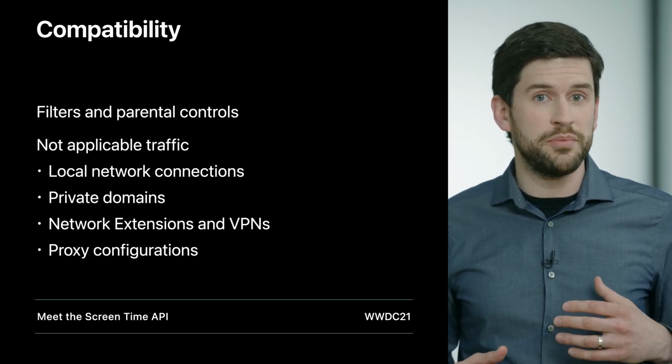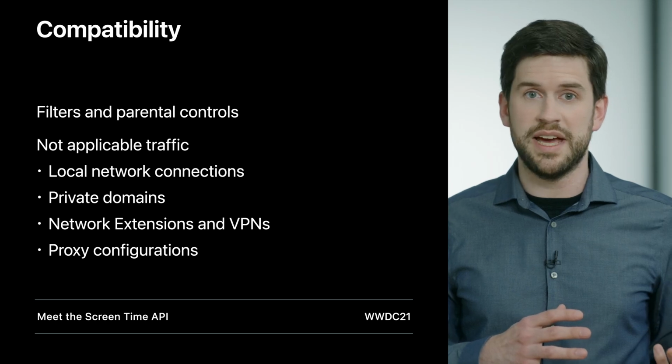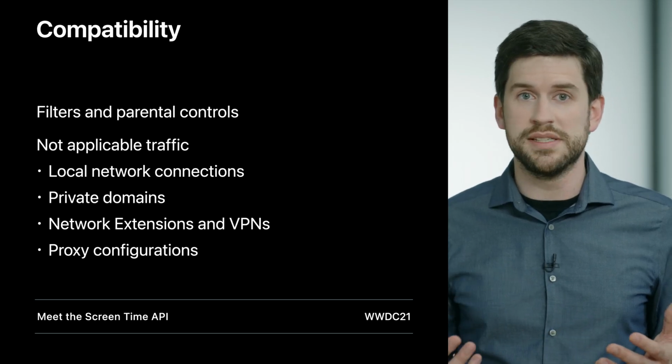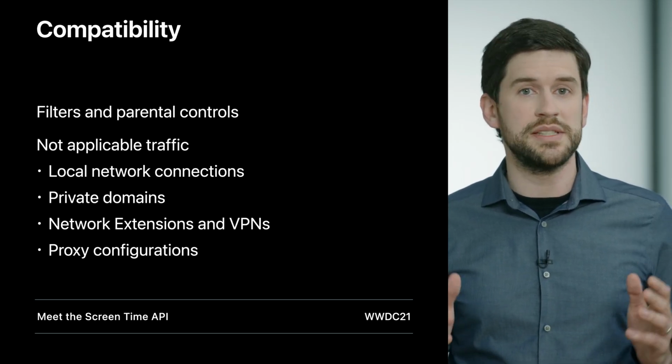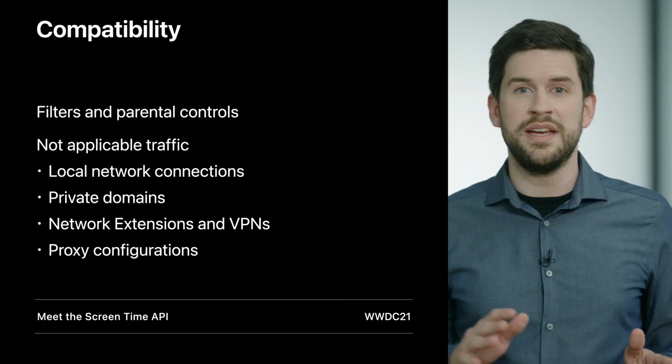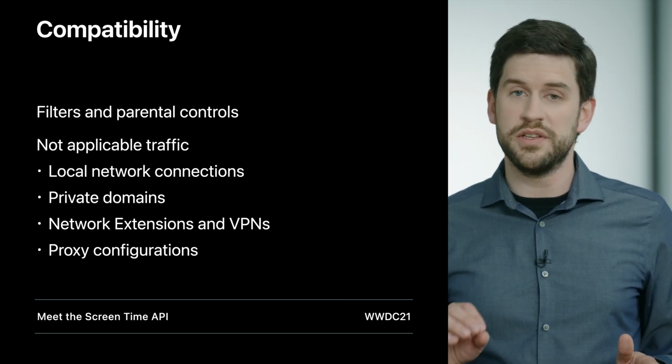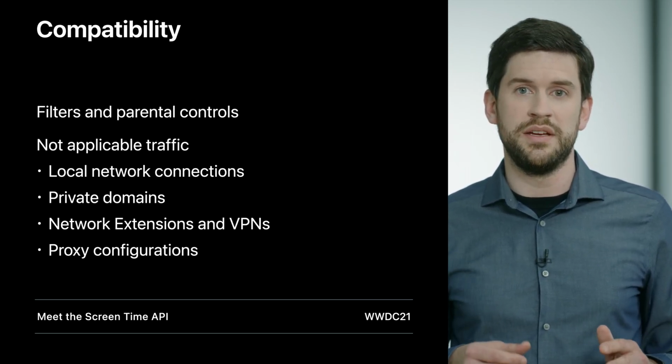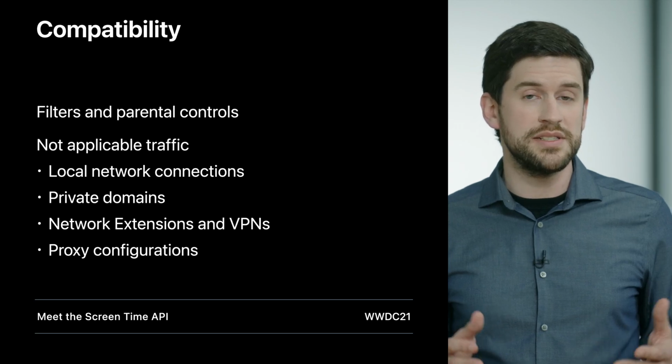Similarly, if your app provides a network extension to add VPN or app proxying capabilities, your extension won't use Private Relay, and neither will app traffic that uses your extension. Traffic that uses a proxy is also exempt.